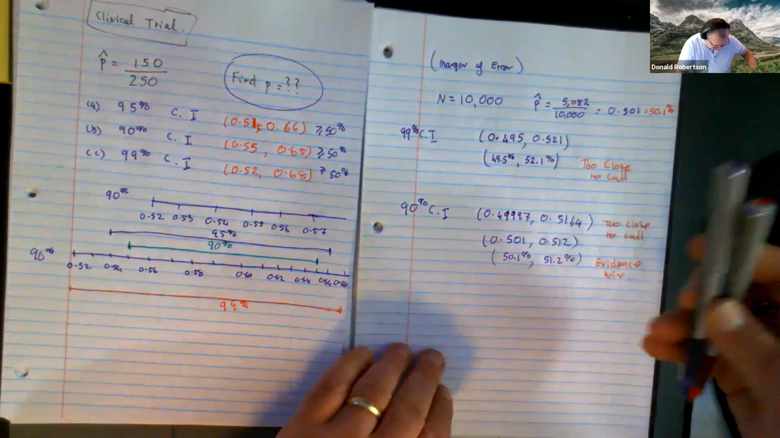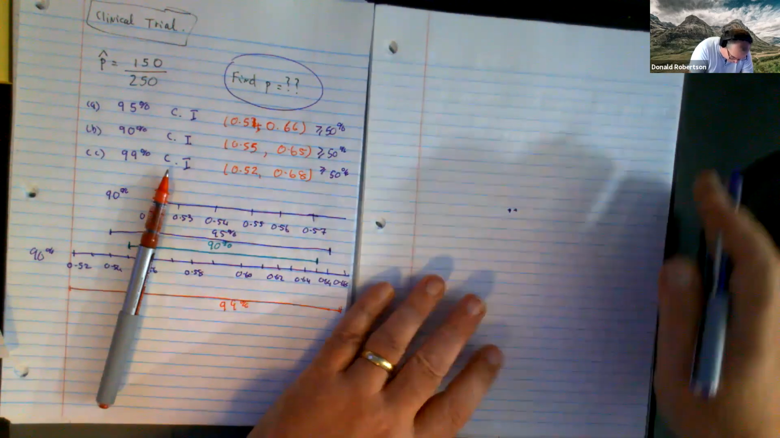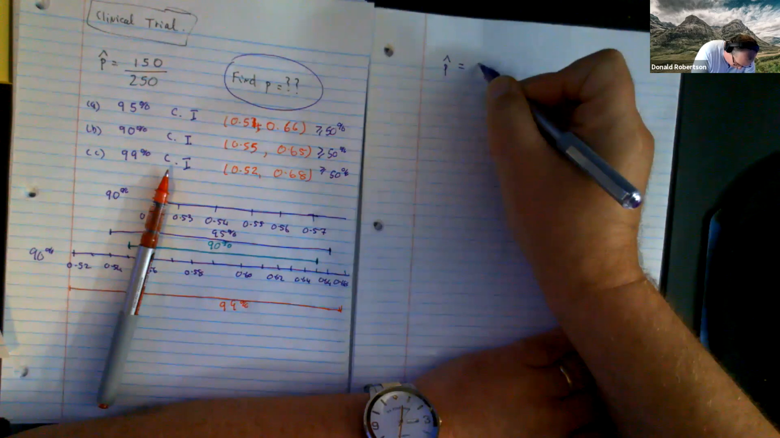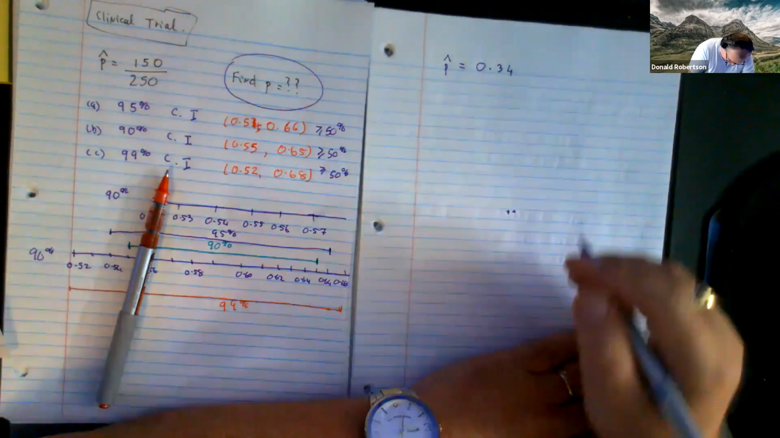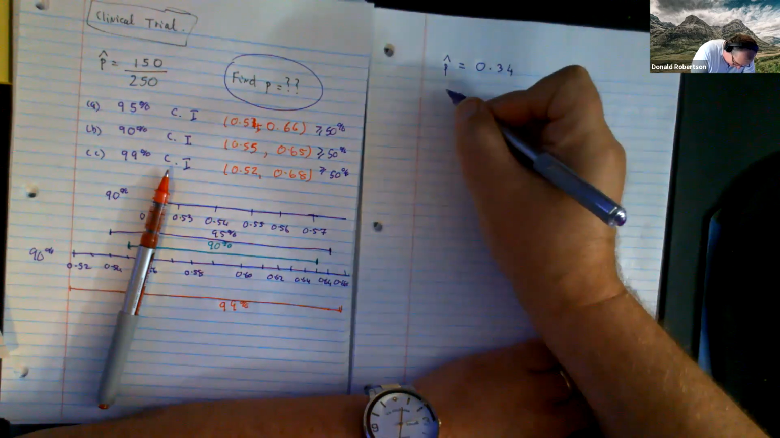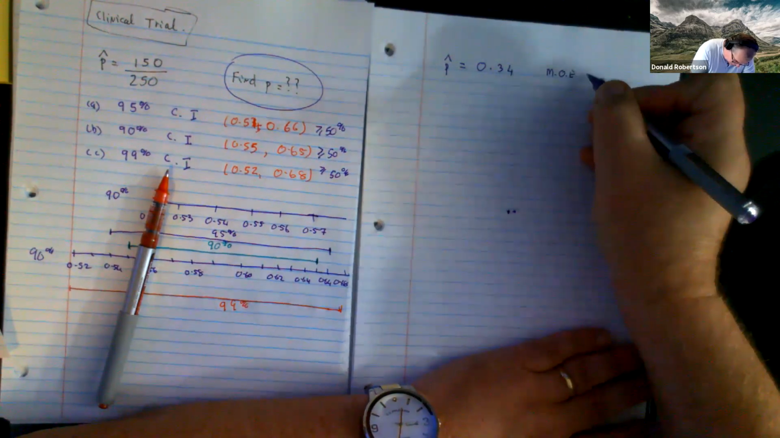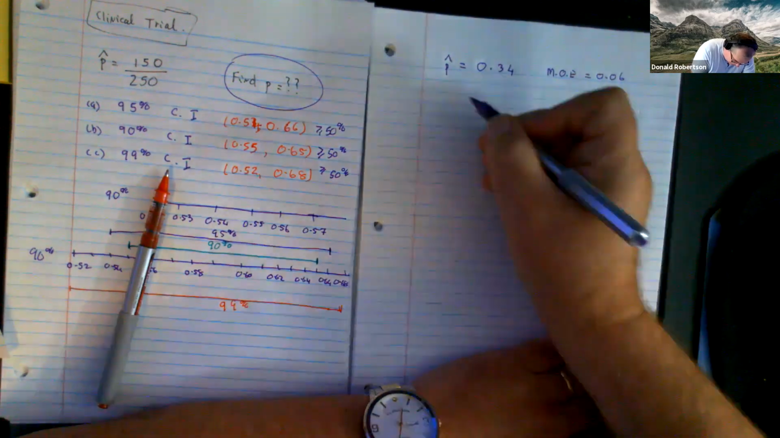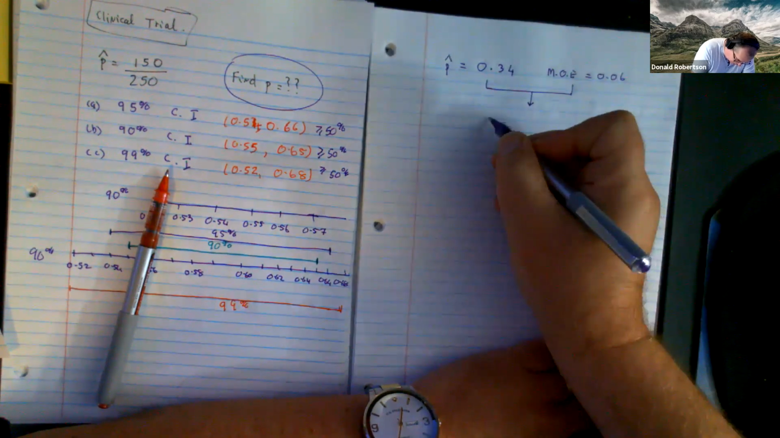Now, I'm going to talk still on margin of error, but a different kind of question. Suppose we already know that p hat is 0.34. Okay. And I tell you that the margin of error is 0.06. If you put those two together, can't you create a confidence interval?